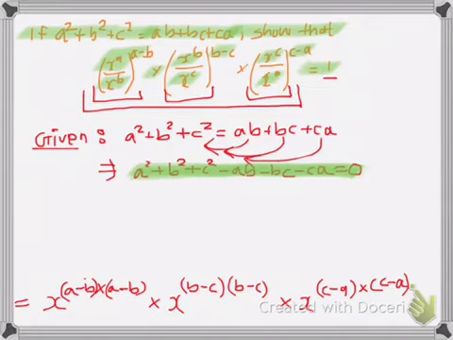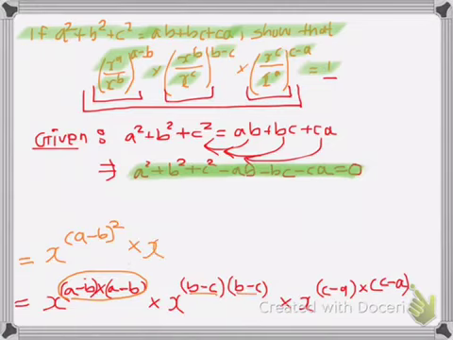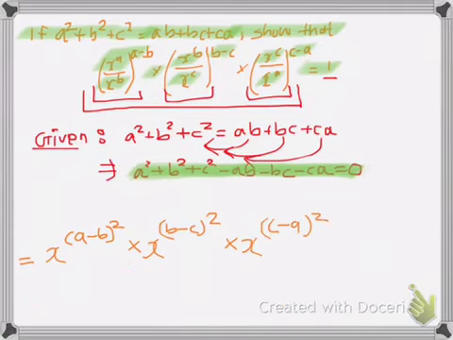Now once again, since the same power has been multiplied twice, we can just write x to the power a minus b whole squared, and for the other x we can do the same. Since b minus c has been multiplied two times, we can write it as the whole square of b minus c, and similarly for the third x, c minus a whole squared. Once again, here we can expand a minus b whole squared, which is a squared minus 2ab plus b squared. Similarly, we can do it for the powers of the second and third expressions.